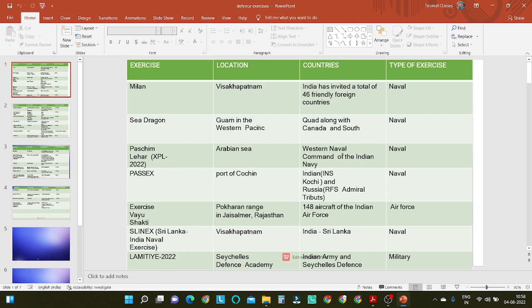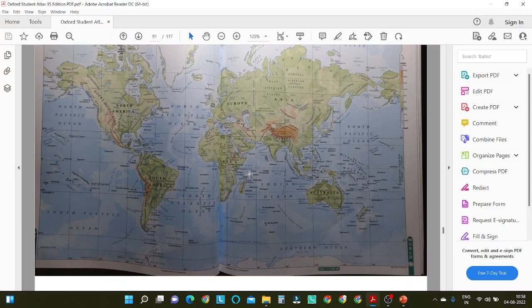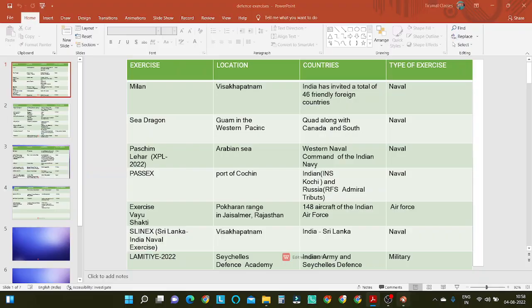In this, no other country is taking part, only the Western Naval Command of the Indian Navy is taking part. So unlike the earlier two exercises, it is not bilateral or multilateral, it is only an indigenous exercise in which the Western Command of the Indian Navy is taking part. Everyone knows the location of the Arabian Sea, it is present on the western coast of India.